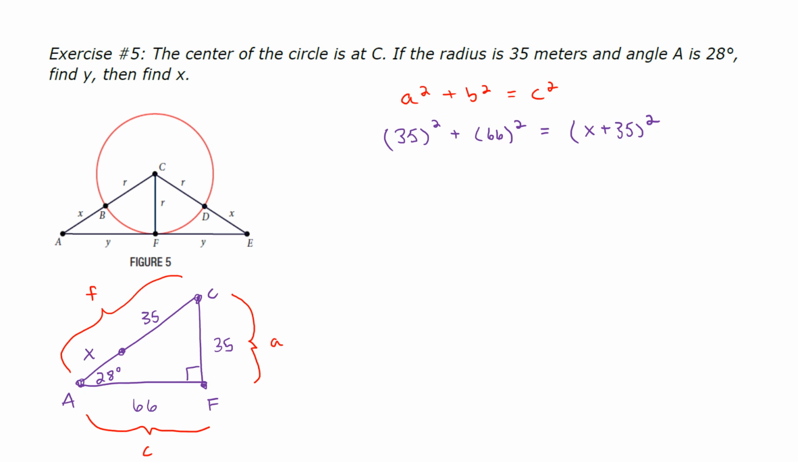So 35 squared is 1,225. 66 squared is 4,356. We're going to leave the expression x plus 35 squared as is for now. I'm going to combine my two terms on the left-hand side to get 5,581.